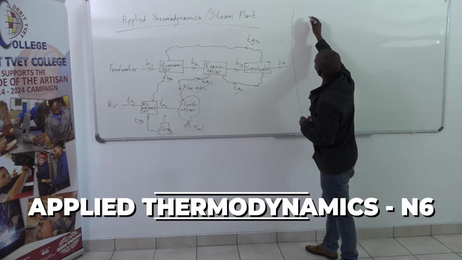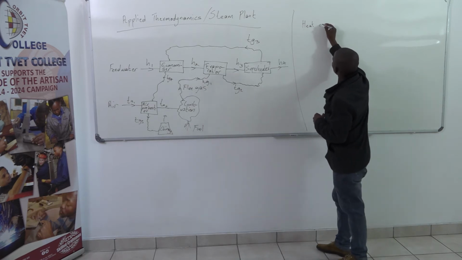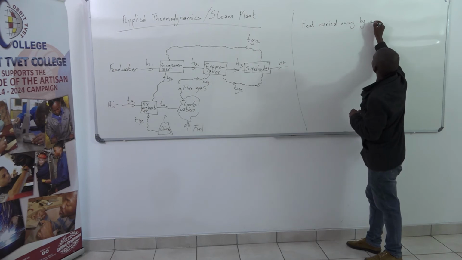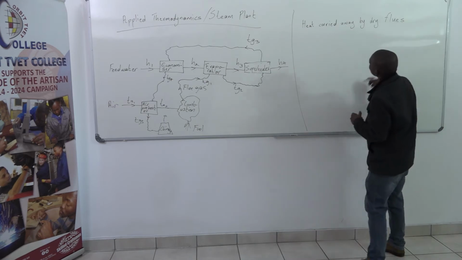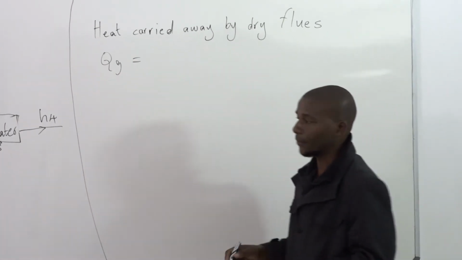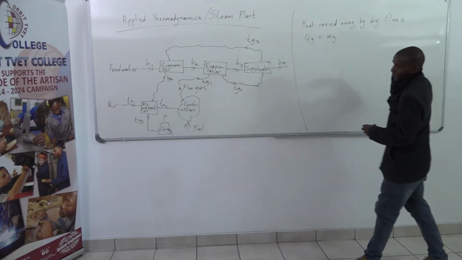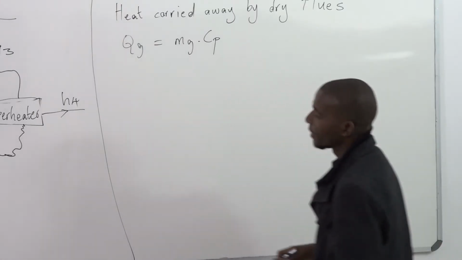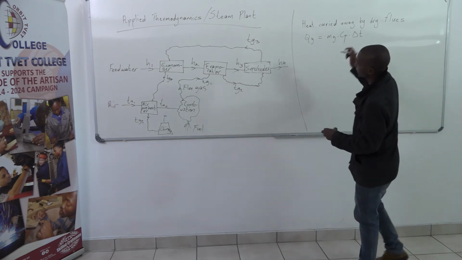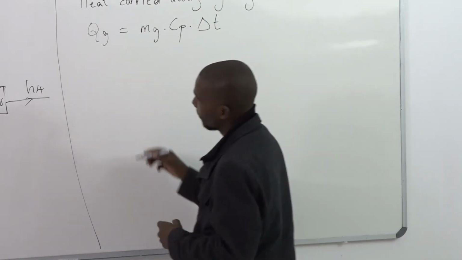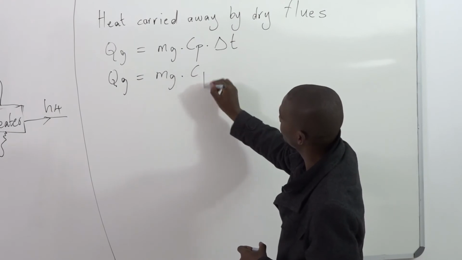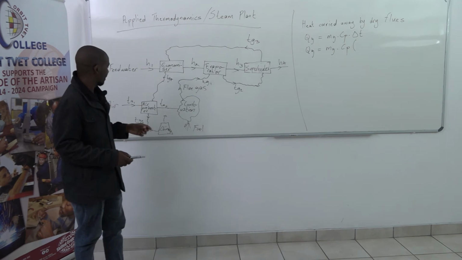Heat carried away by the dry flue gases. Let's say QG, heat carried away by dry flue gases, would be equal to the mass of dry flue gases, MG, multiplied by the specific heat capacity of the dry flue gases, times the change in temperature of the dry flue gases, m C delta T: the final temperature of the dry flue gases minus the initial temperature of the dry flue gases. QG is equal to MG, times Cp, into the final temperature of the dry flue gases minus the initial temperature of the dry flue gases.